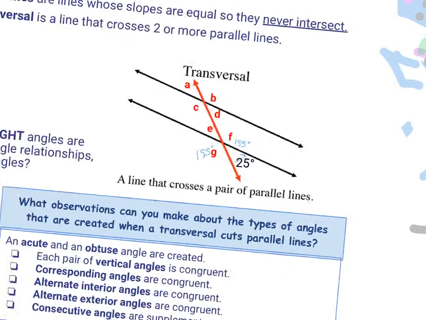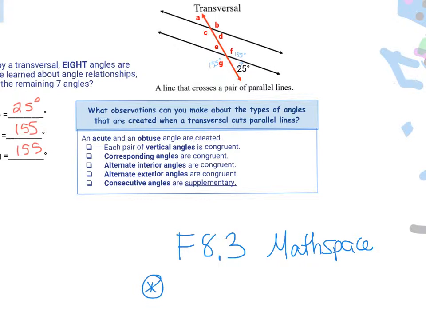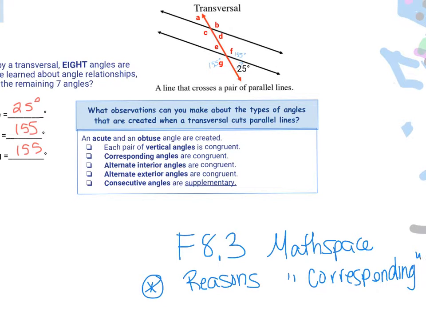So what you're going to be doing now, as we said in class, is you are going to complete your math space, F 8.3. Please remember that when you are going through the math space, it's going to ask you for reasons. And when it asks you for the reasons, I want you to type in, for example, consecutive or corresponding, and then it'll pull up a menu and you'll choose the correct one that says corresponding angles of parallel lines.